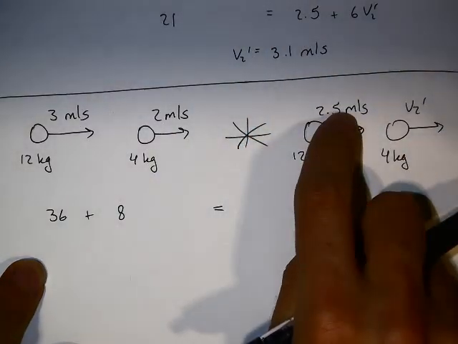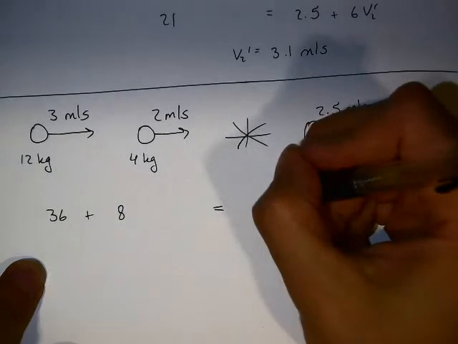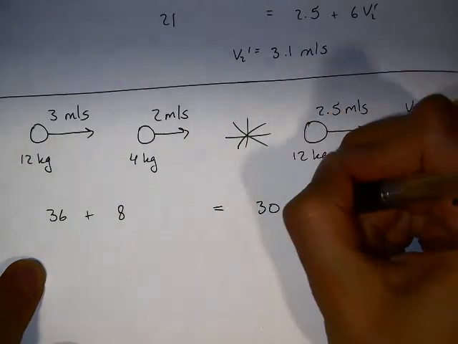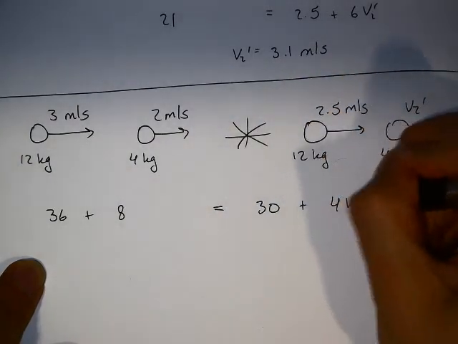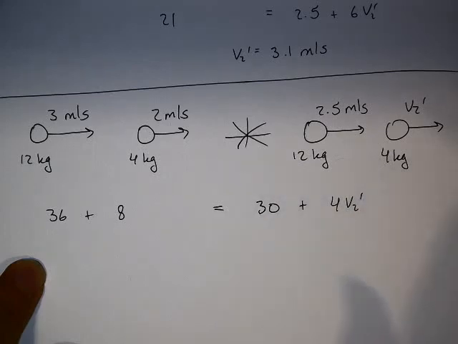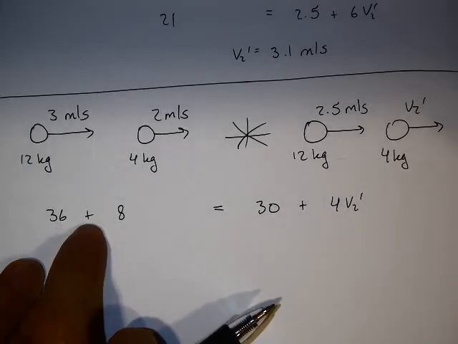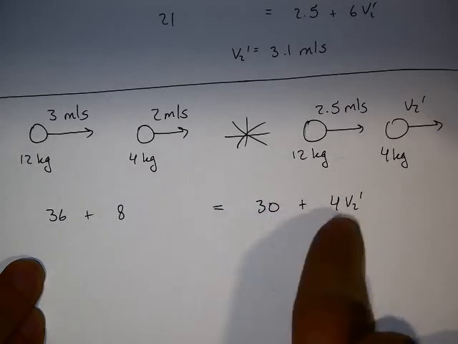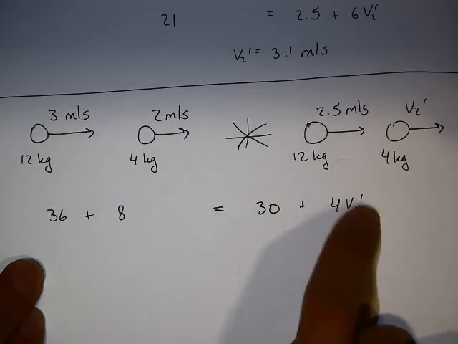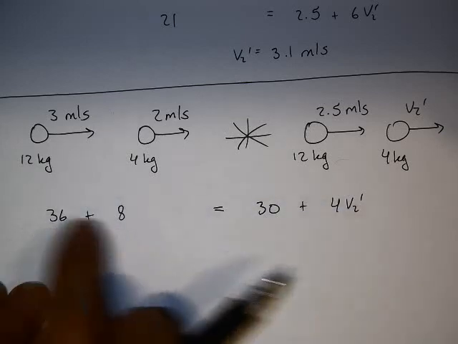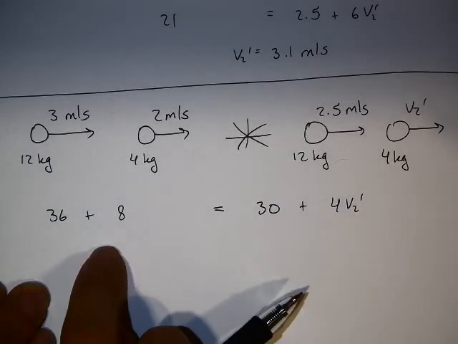12 times 2.5, that's 30. And we add to it 4 v2 prime. I'm dropping the units, which makes me slightly nervous. But over here it's kilogram meters per second, kilogram meters per second, kilogram meters per second. The 4 is just kilograms. The meters per second comes from the velocity right here. 36 plus 8, that's 44.